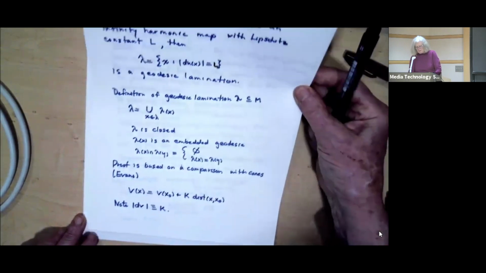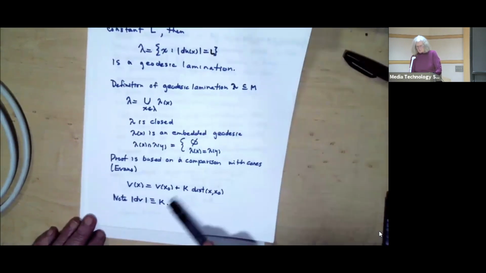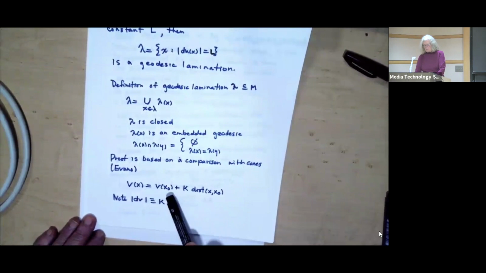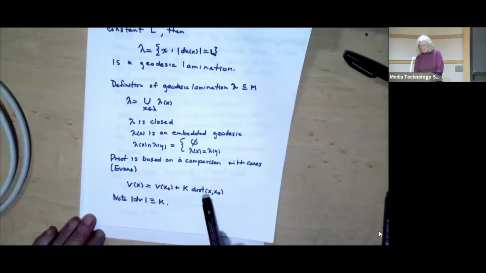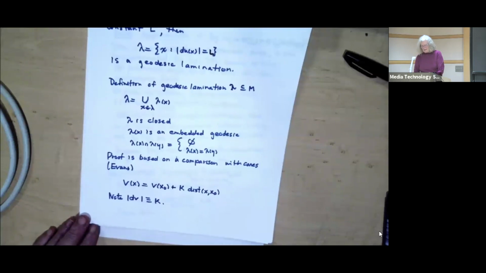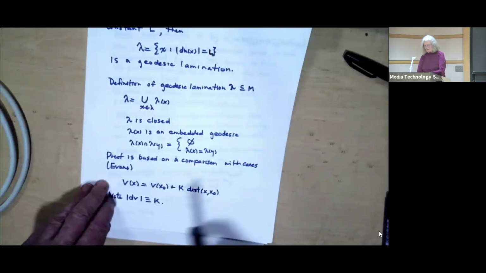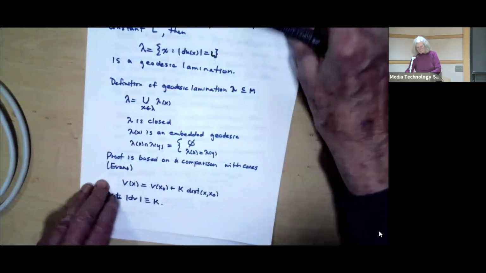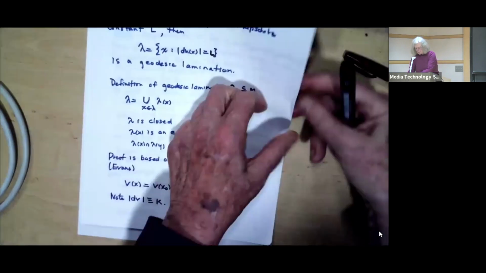So V is V at a point x naught plus k times the distance between x and x naught. And note in this case that the absolute value of dV is a perfectly good Lipschitz function, and its norm is actually identically k everywhere, which means that it is an infinity harmonic map.